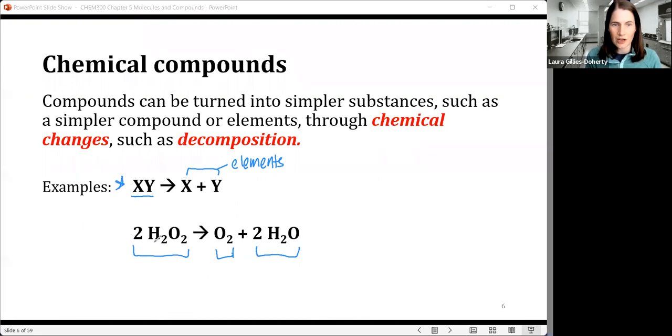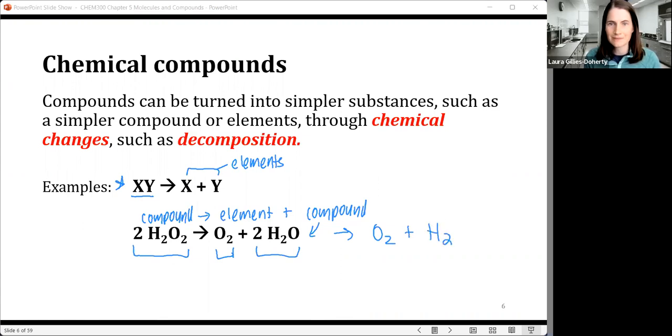So we're starting out with a more complex substance, a compound, and it gets broken down into an element, oxygen, plus another compound, water, which is simpler than hydrogen peroxide. We had 2 hydrogens for every 2 oxygens there, and now we have H2O, so it got simpler. So that's what we mean by chemical compounds can be chemically decomposed or broken down into simpler substances. And if we keep doing this, eventually we would end up getting just all the elements, oxygen and hydrogen.